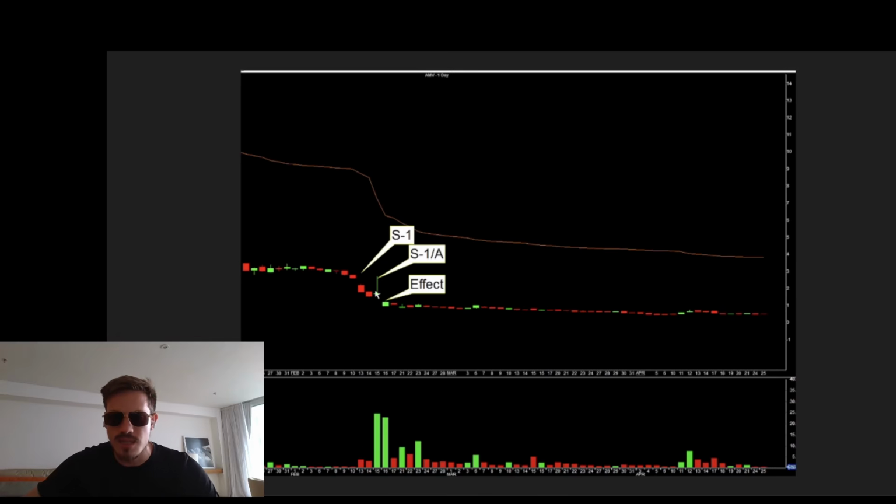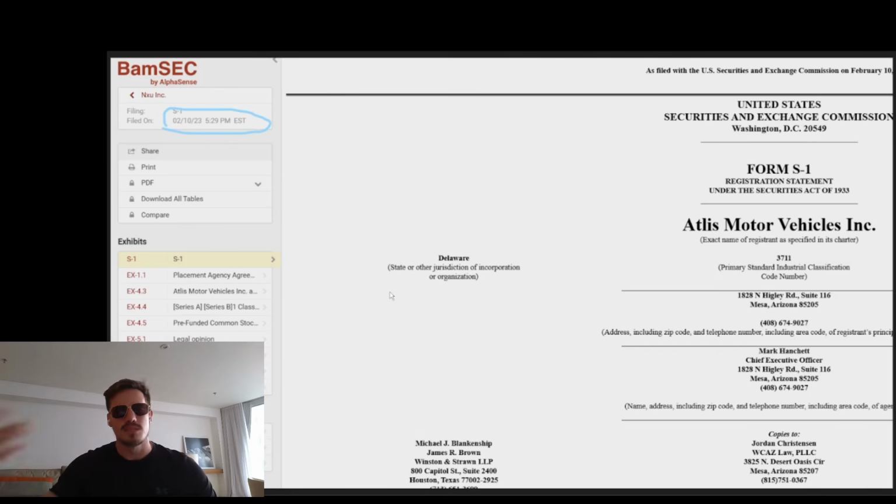So if we do the timeline, you can see they did the S-1 that day, S-1 obviously being the registration statement for the secondary. Then they amended it on the day of the spike, and got effect the following day, right? So, okay, logic says they file, they amend, they spike, then they raise. Yeah. But why don't we take it one step further?